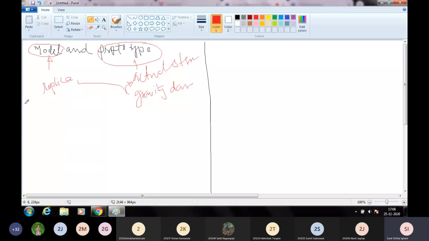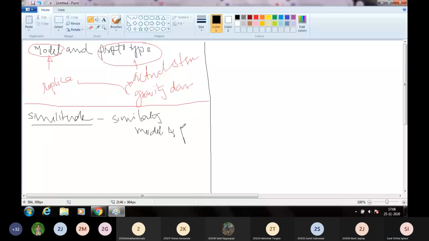We just see the next subtopic, that is similitude. Similitude is defined as similarity between the model and its prototype in every respect. The word comes from similarity. Similarity between what? Between model and prototype. So that is the similitude. The results obtained from experiments on the models can be applied to the prototype only if complete similarity exists between the model and prototype.